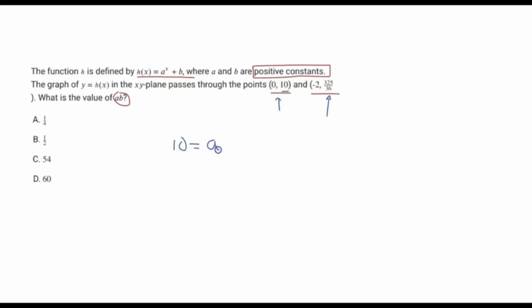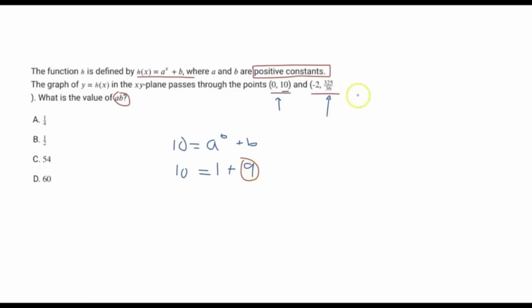Well, let's see. So a to the power of 0 is going to give us 1. So 10 equals 1 plus b. And so what added to 1 gives us 10? Well, that is going to give us a value of 9. So we still do not know what the value of a is, but we know whatever a is, to the power of 0 is going to be 1. But we have now just found out the value of b, right? And it makes sense because b is a positive constant.